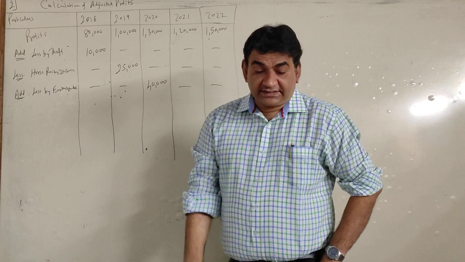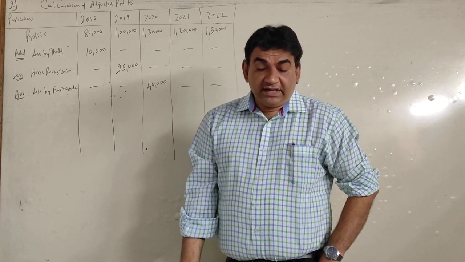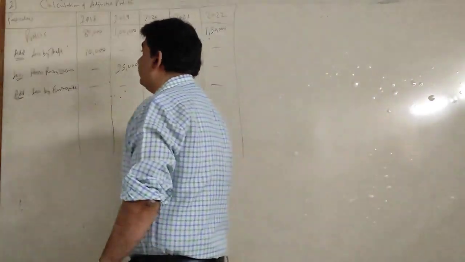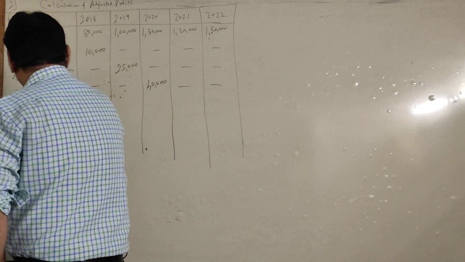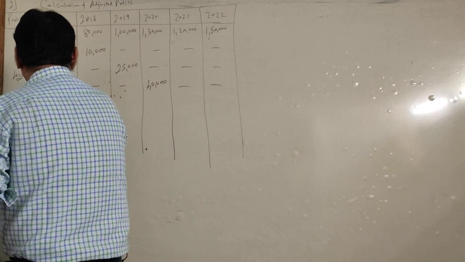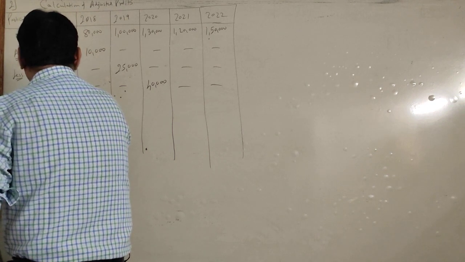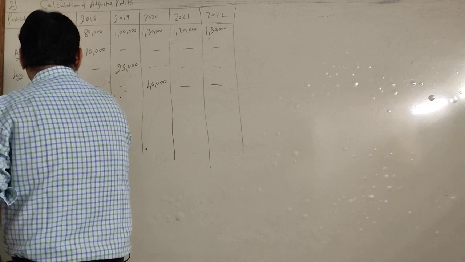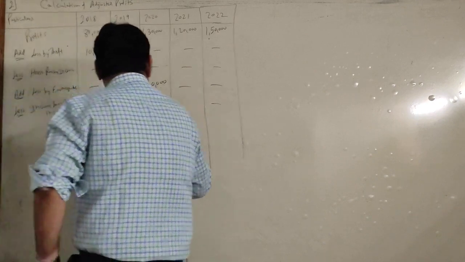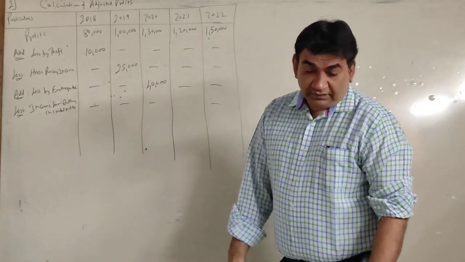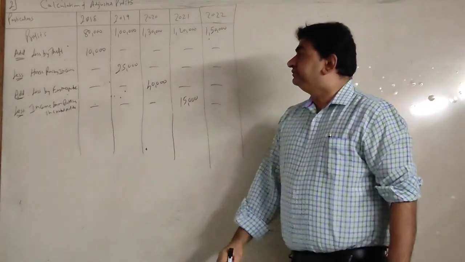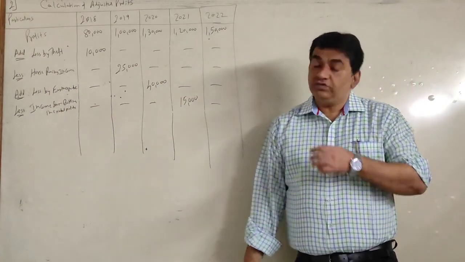Clear? Next, 15,000 received from betting on cricket matches in 2021. Again, speculative income, no connection with normal business activity, so remove it. Less income from betting on cricket matches, or you can just write income from betting. No connection with business income, so remove it from the fourth year, that is 2021. Just be careful of what you have to add and what you have to subtract.